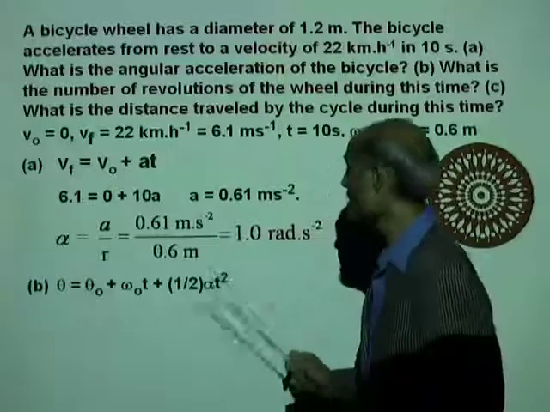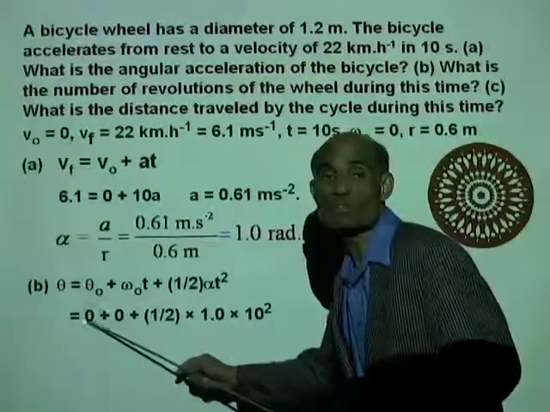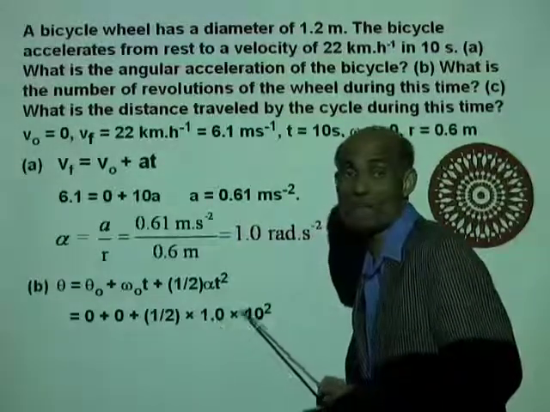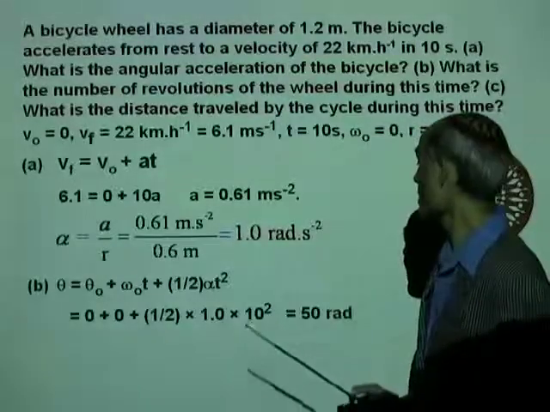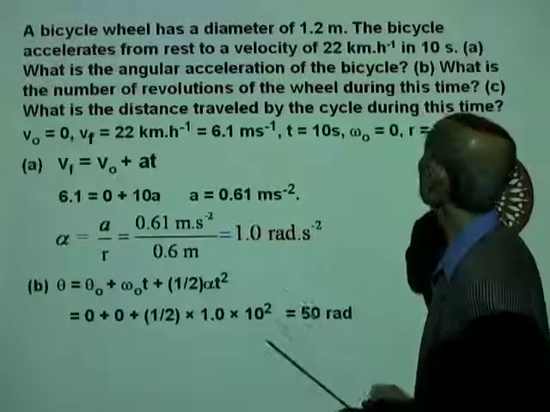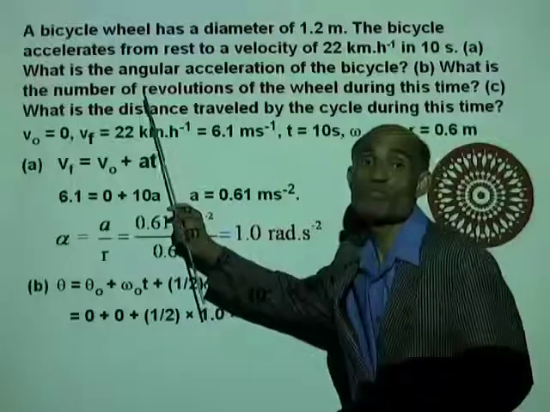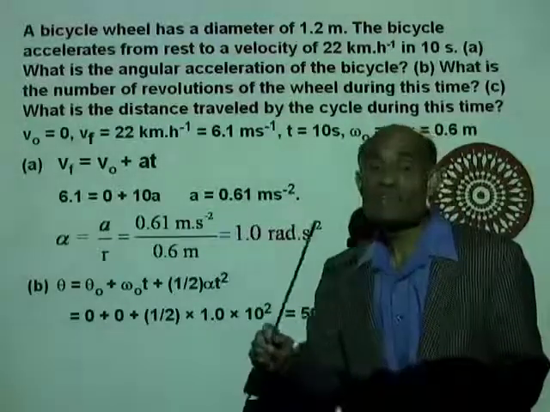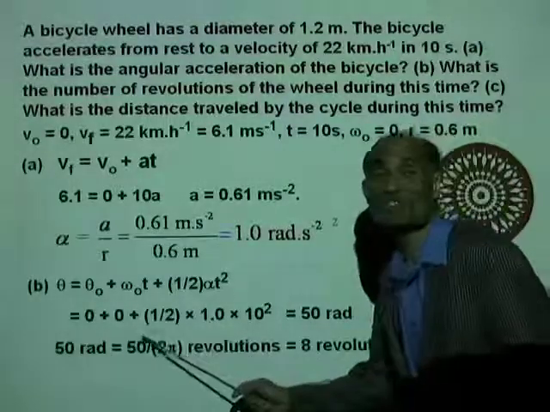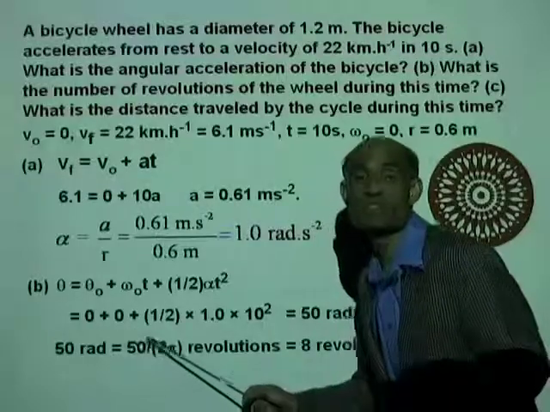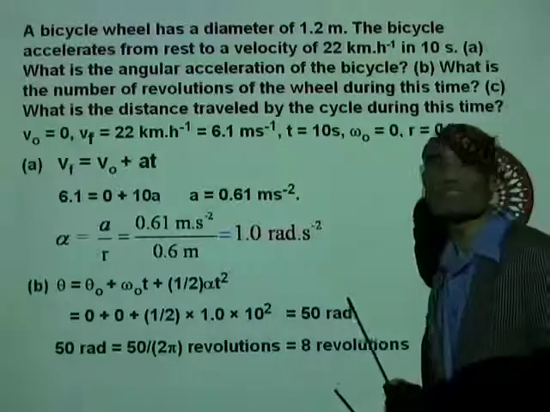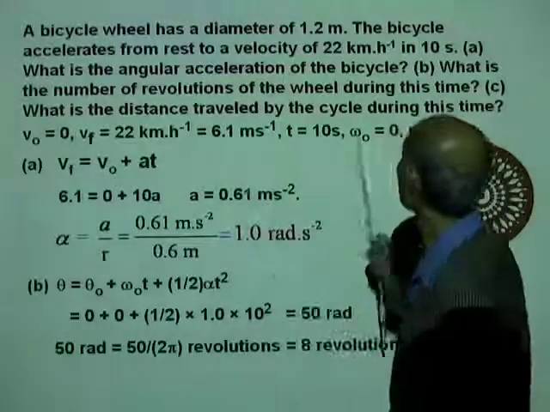Alpha we just calculated. Therefore, theta equal to 0 plus 0 plus 1/2 alpha, which is 1, times t squared, which is 10 squared. That is 50 radians. So the angular displacement is 50 radians. Can you convert that to revolutions? Each revolution contains 2 pi radians. Therefore, 50 radians will be equivalent to 50 divided by 2 pi revolutions. That's approximately 8 revolutions. All right, what's the next one?